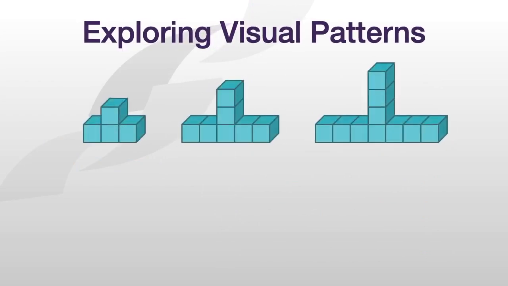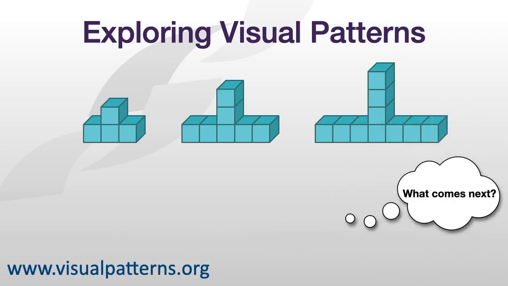Next, we're going to look at a visual pattern. Visual patterns like this one are a nice way to visualize how a pattern is growing as a relation. You can find more patterns like this at visualpatterns.org. Looking at this pattern, what do you think comes next?